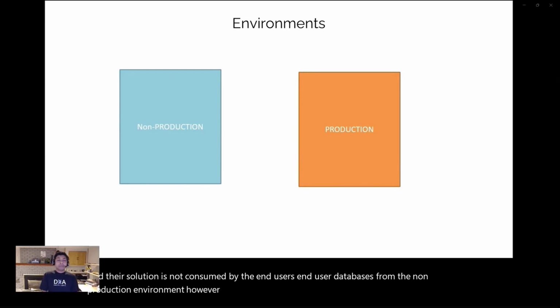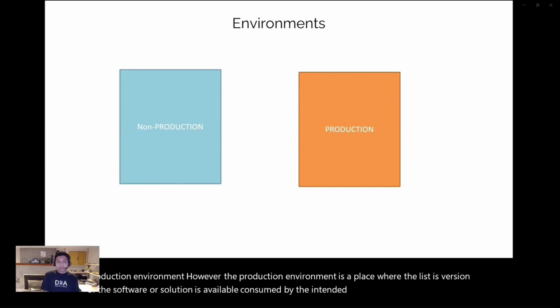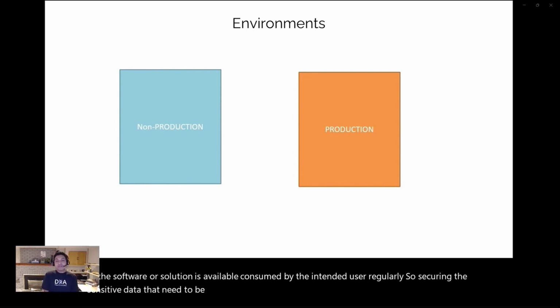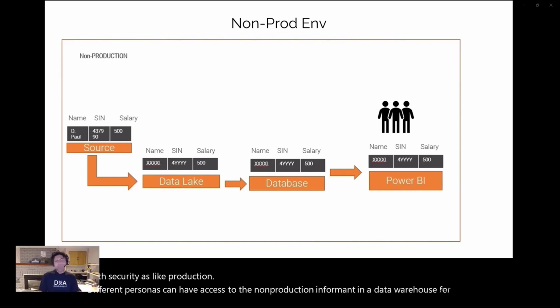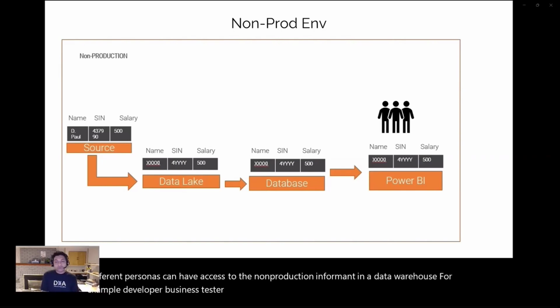However, the production environment is a place where the latest version of the software or solution is available, consumed by the intended user regularly. So securing the sensitive data needs to be handled in different ways between production and non-production environments. In general, a non-production environment is not as well guarded with security as production. Different personas can have access to the non-production environment in a data warehouse, for example, developer, business, tester, or any stakeholder.